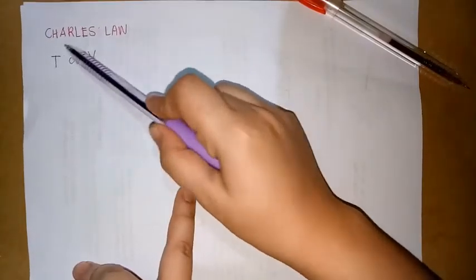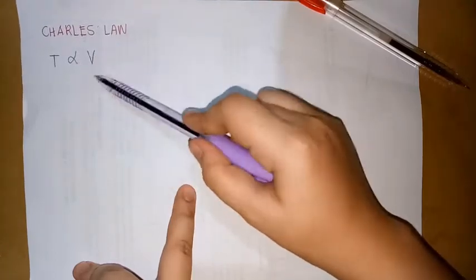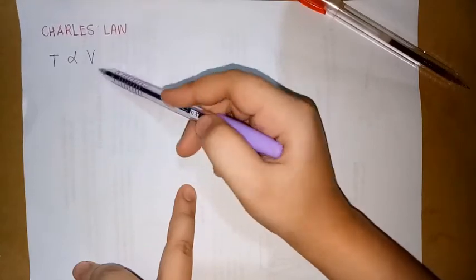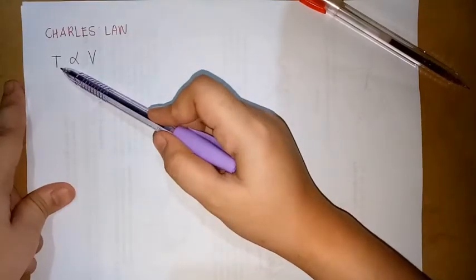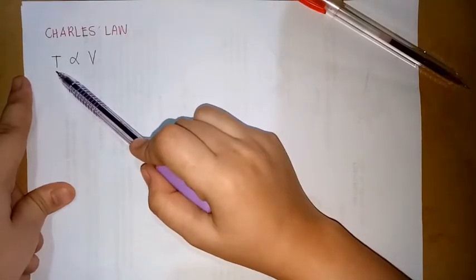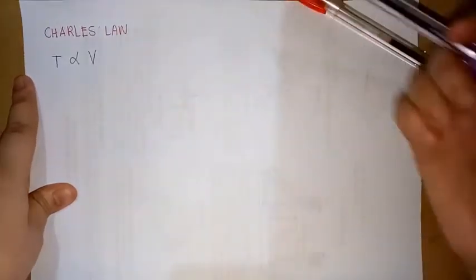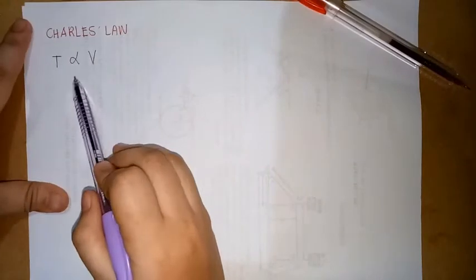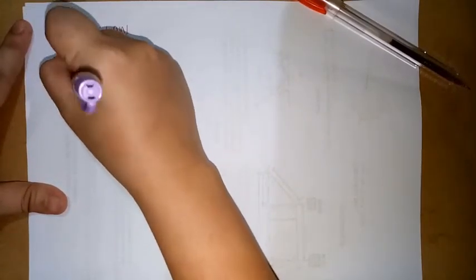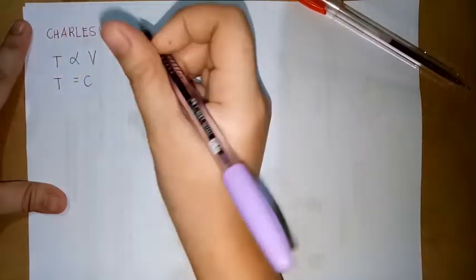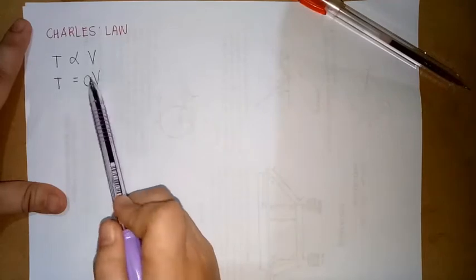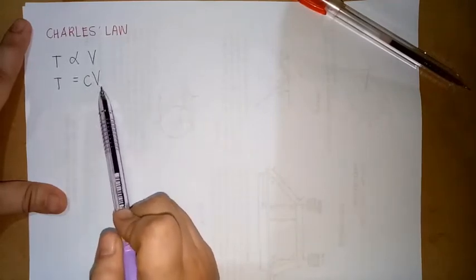So, ito yung ating equation kapag we are talking about Charles' law. So, T is directly proportional to the volume, or as temperature increases, volume also increases. And as temperature decreases, volume also decreases. Again, in order for us to remove this proportionality sign, we are going to introduce a proportionality constant, C. So, our equation is T is equal to C times V.